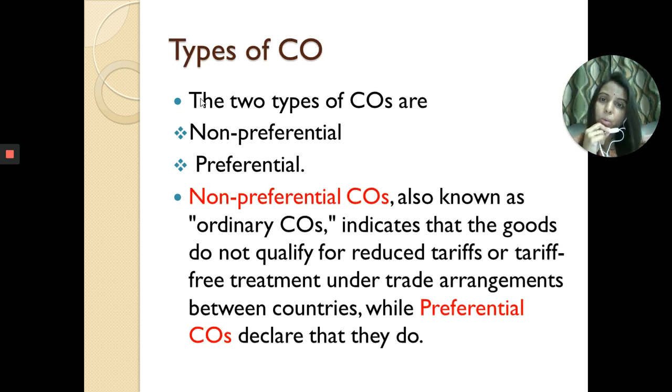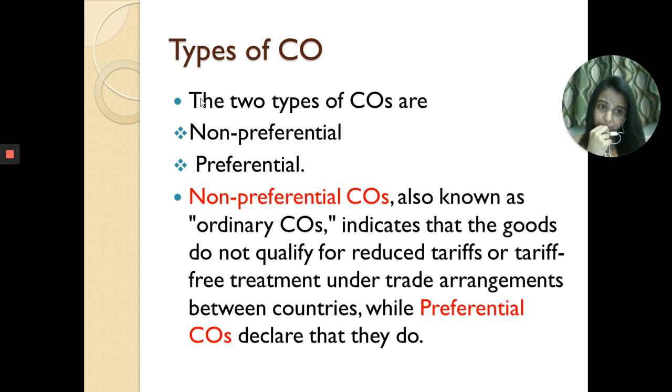There are basically two types of certificate of origin. One is non-preferential and one is preferential. Non-preferential is an ordinary CO, indicating that goods do not qualify for any kind of reduced or tariff-free treatment, or any kind of rebate or subsidy. While the preferential certificate of origin declares that yes, they are in the category of preferential or tariff-free treatment.